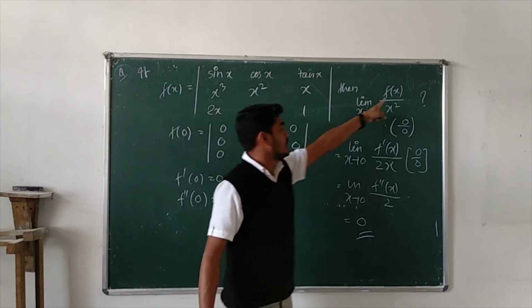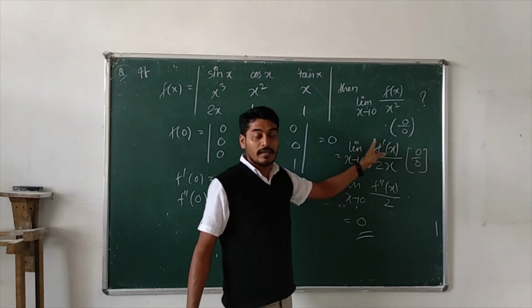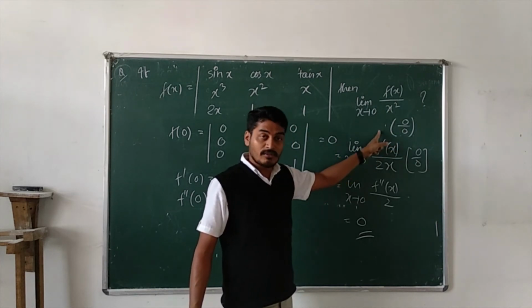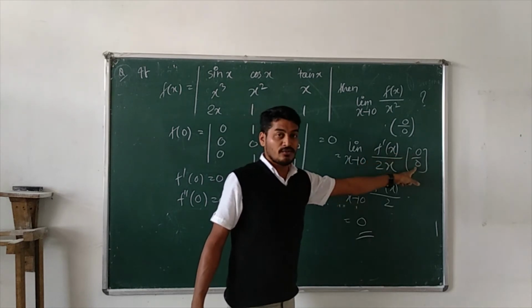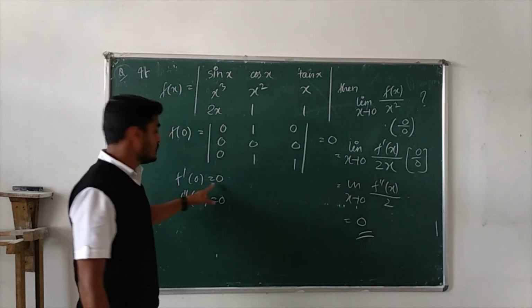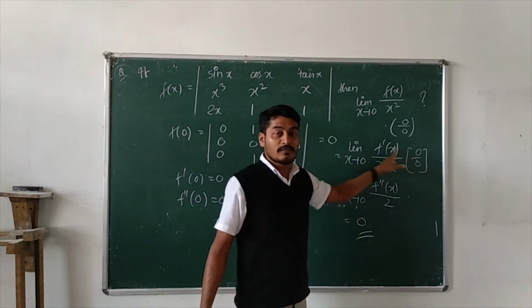First of all, after putting x is equal to 0, we have got the 0 by 0 indeterminate form. So that's why we have applied L'Hospital rule. That means you have to differentiate the numerator as well as the denominator. Again put the limit. We have got 0 by 0 form because f dash 0 is equal to 0. Already you have got it. So again indeterminate form, you are not supposed to put the limit.